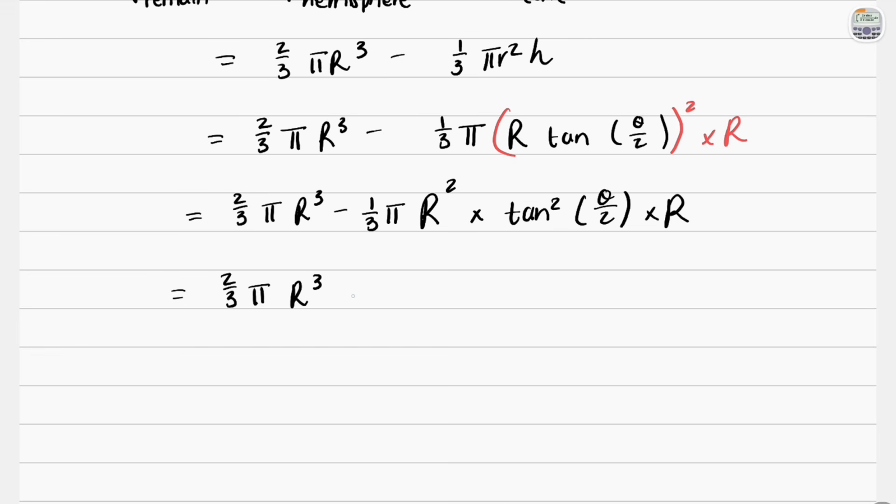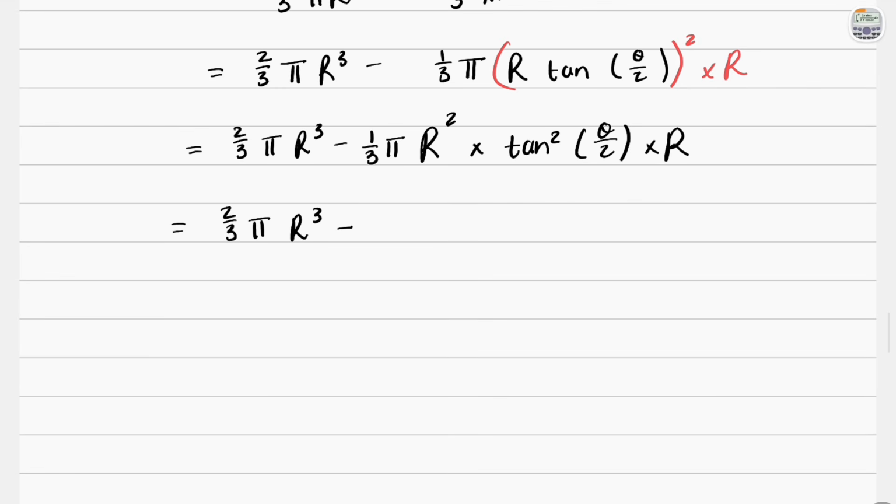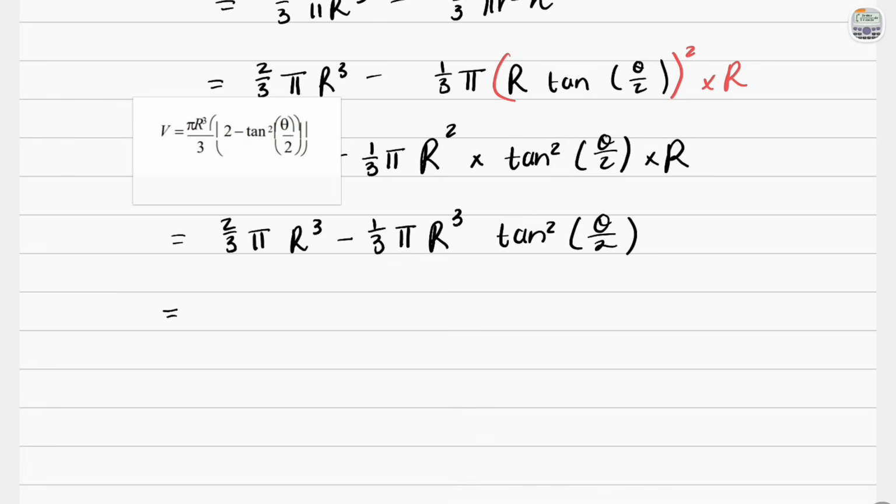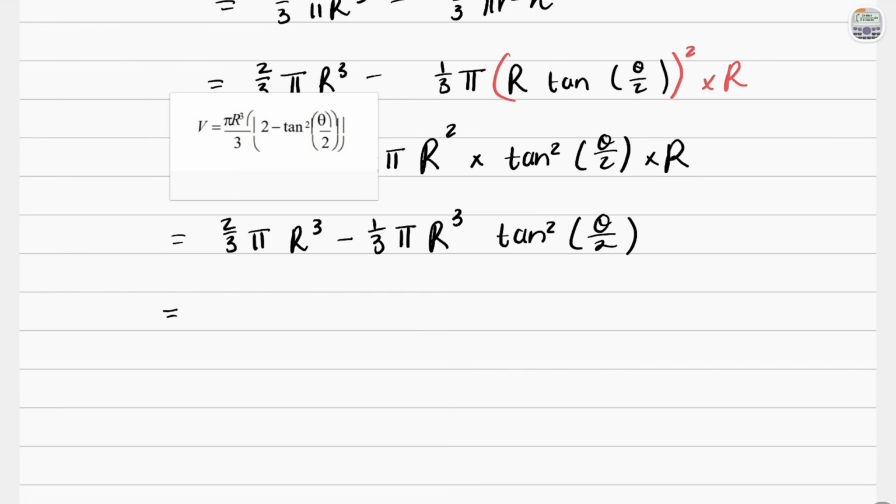So 2 over 3 pi R to the power of 3 minus, but over here, let's start with a number. We have 1 over 3 pi, and then R and R would multiply and become R raised to the power of 3. And then we just have tan squared theta over 2. Okay, so let's just compare it with what we have here. Do you see how outside the bracket, they took pi out as a common factor? So we will do the same. You see this pi, there's pi, that's what's common. So they just took common factors out.